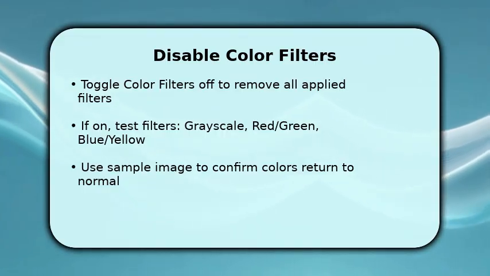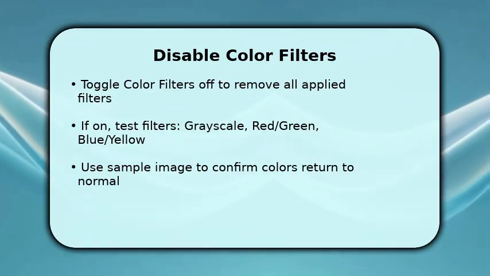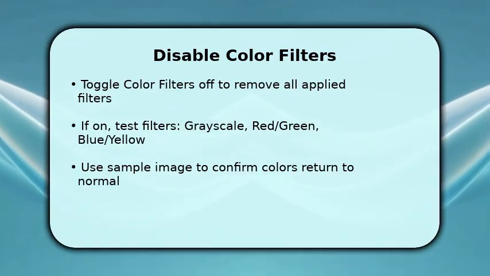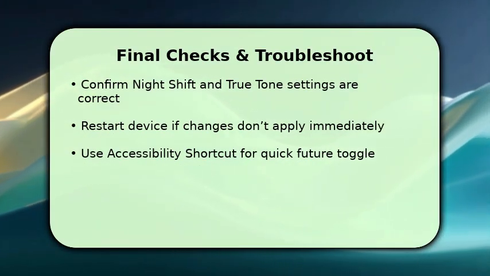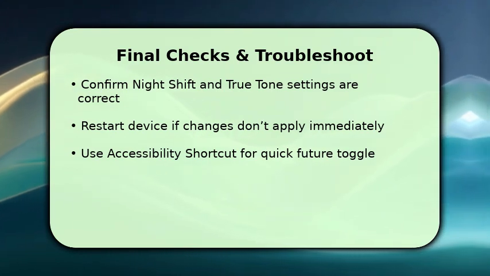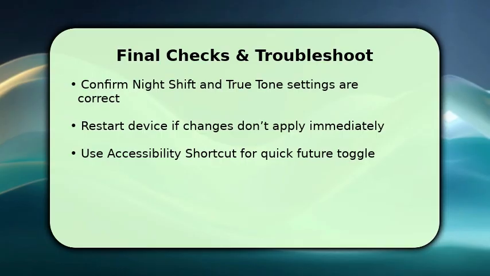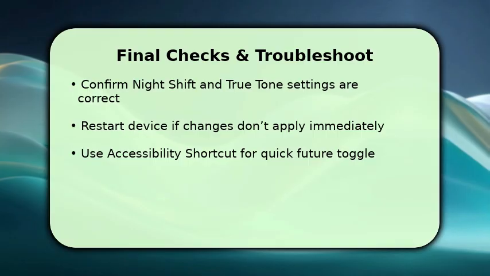If colors still look off, make sure Reduce White Point and Night Shift are not active, because those can also alter appearance. Finish by checking related settings. Make sure Night Shift and True Tone aren't shifting color temperature, and confirm Reduce White Point is off. If the filter persists, restart your iPhone. Power cycling often clears UI glitches so changes take effect.